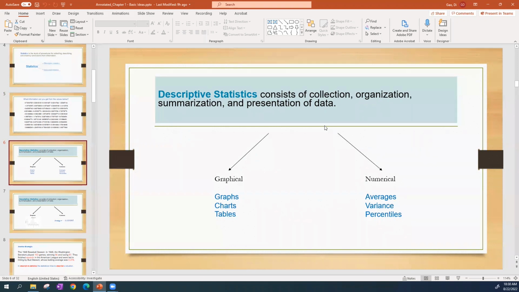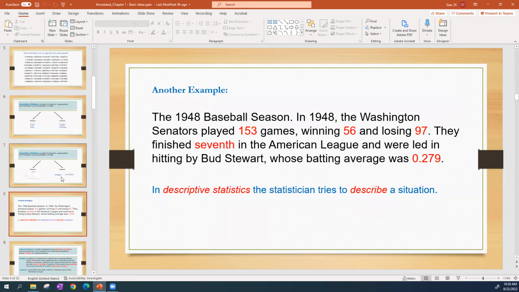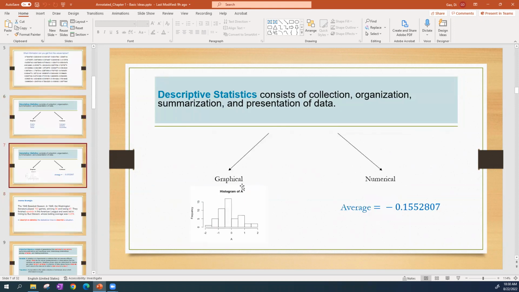So for descriptive statistics, we have 2 ways to present the information. One way is called graphical way, and another way is called numerical way. The graphical way consists of graphs, charts, tables. In numerical way, we have averages, variance, percentiles, and so on. So for graphical way, this is a very famous histogram.